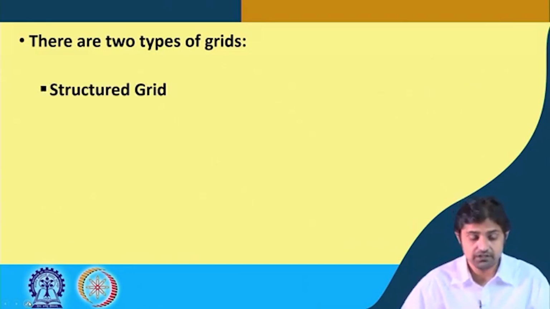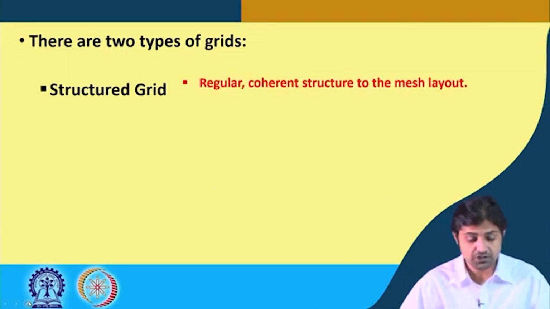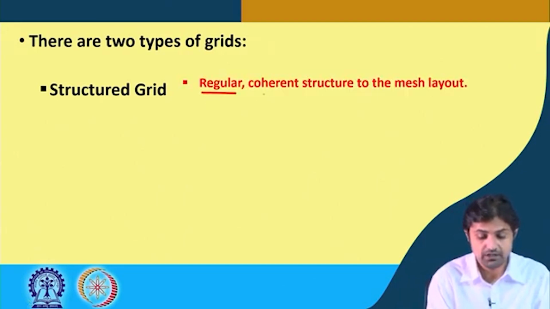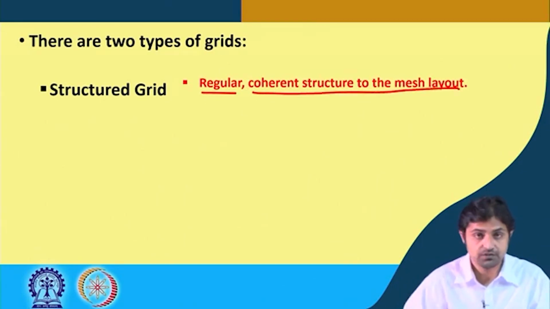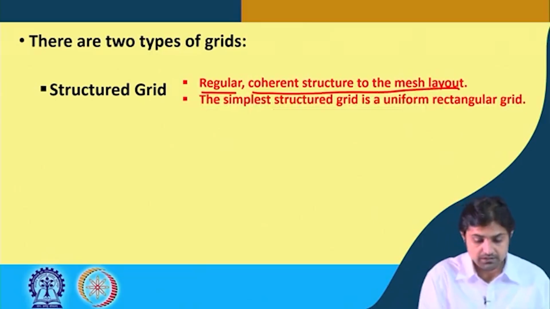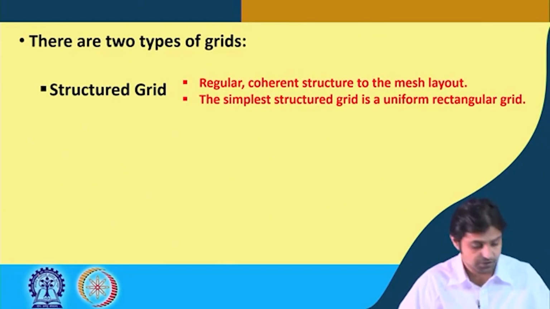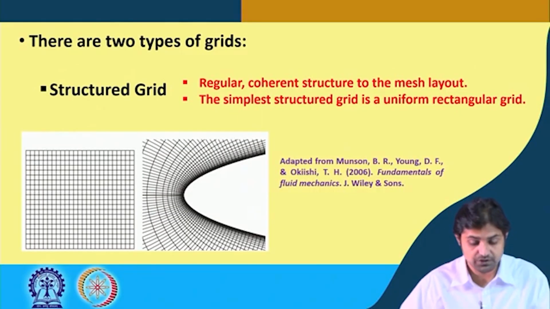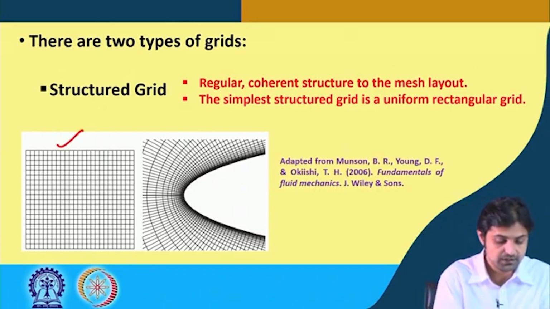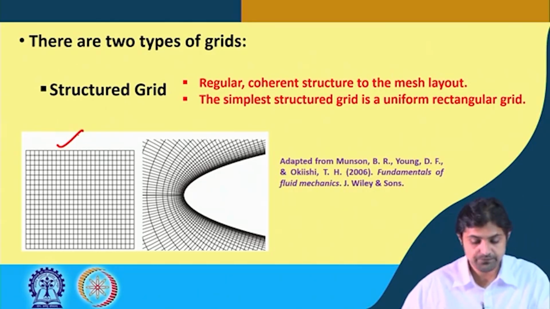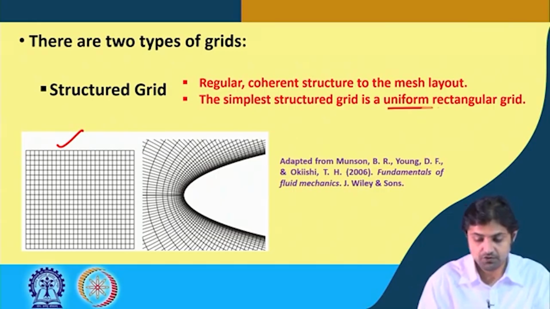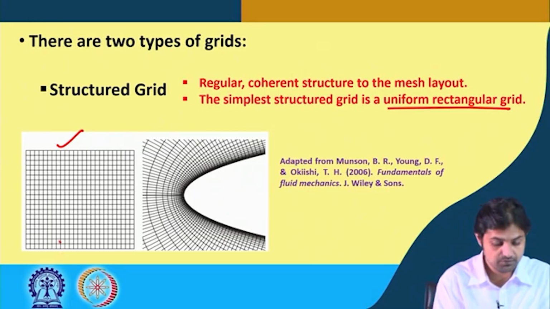One is a structured grid, and structured grid means the grids are regular and have a coherent structure to the mesh layout. Okay, these are the simplest structured grids, and they are generally uniform rectangular grids. Those are called the structured grids. So the structured grids look like this one here. All right. So you see they have a uniform rectangular grid. So all these small shapes are rectangular. All right.